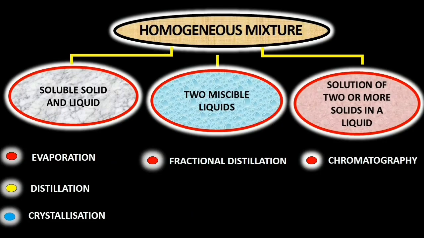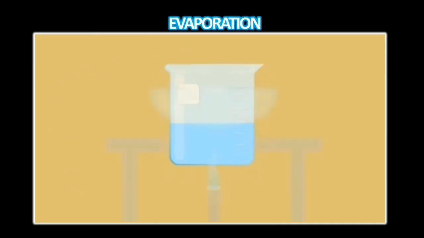Various methods of separating substances from homogeneous mixtures are given here. We are going to discuss some of the important separating methods. Evaporation. This method is used to separate soluble solid from the liquid. When we heat the soluble solid and liquid mixture, the liquid gets evaporated and we get the solid substance back.